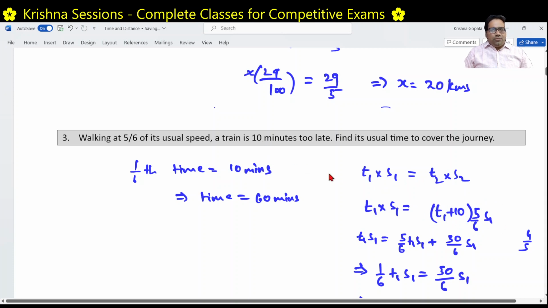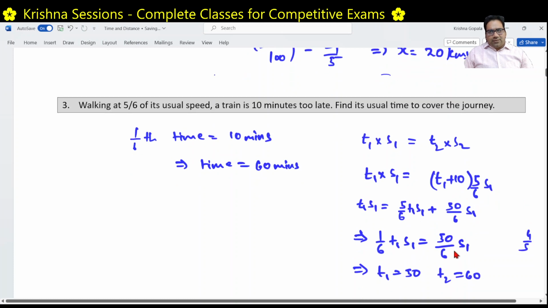Right. t1 into s1, the speed at which the train was originally traveling into the time it was taking originally when it was not late, is equal to the new time, which is 10 minutes more. So t1 plus 10 and the new speed is 5 by 6 into s1. So t1 s1 is equal to 5 by 6 t1 s1 plus 50 by 6 s1. Right. What does that mean? 1 by 6 t1 s1 is equal to 50 by 6 s1.